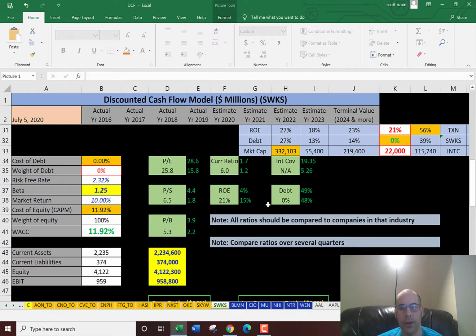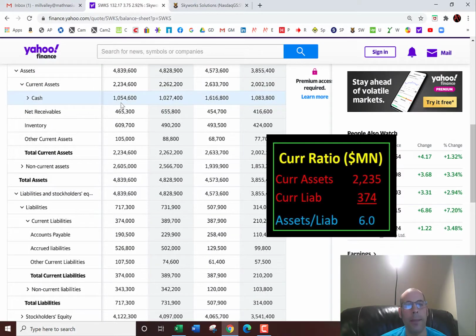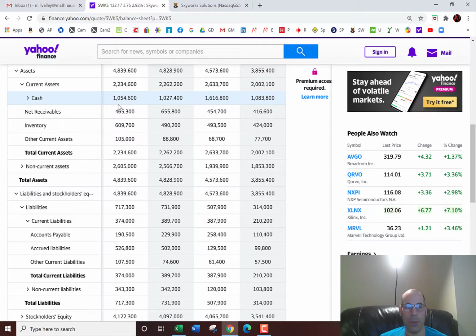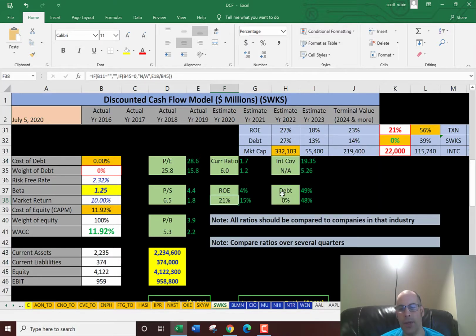They have a really high current ratio of 6.0. Usually don't need much higher than 2. Let's look at their balance sheet. So they have $1 billion in cash, $460 million in receivables, $600 million in inventory and 100 million in other assets. Their current liabilities is 374 million. When a company sits on so much current assets and cash, it means they're not as efficient as they could be at running their business. I want a company investing in their business to grow it by 10-20% a year, not to sit on cash which earns less than 1% a year. They have a pretty good ROE at 21%. That's net income over equity. And they don't have any interest coverage ratio or debt.